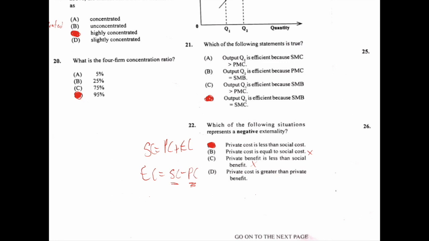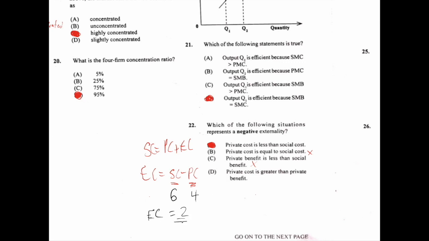So let's put some figures to it. If it says private cost is less than social cost, so let's give a private cost figure of 4, and we give social cost a figure of 6. So when the social cost is greater than the private cost, we end up with external cost.